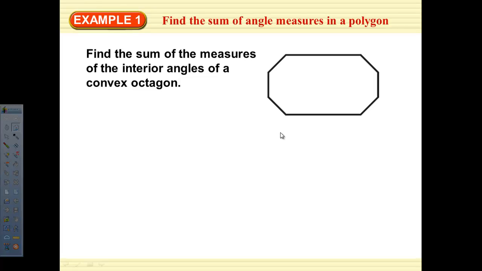We're now starting Chapter 8, and we're looking at Section 8.1, where we're going to look at the sum of the angle measures in a polygon.